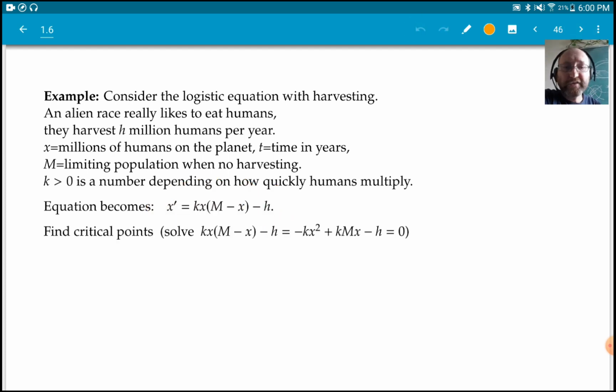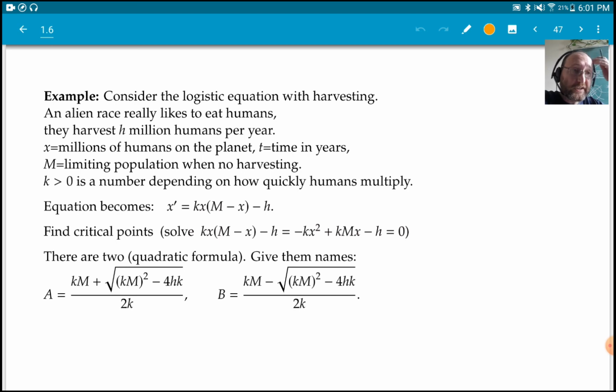All right. So now, what we do, we find the critical points, right? That means we solve when this right-hand side is zero. If we expand it, we get this guy over here, and you notice that it's a quadratic in X. We're trying to solve this equation for X, that's a quadratic. We have a quadratic formula. We can just plug in.